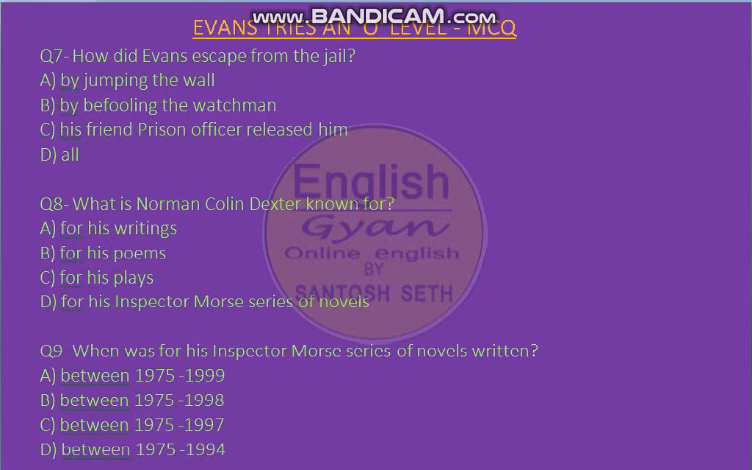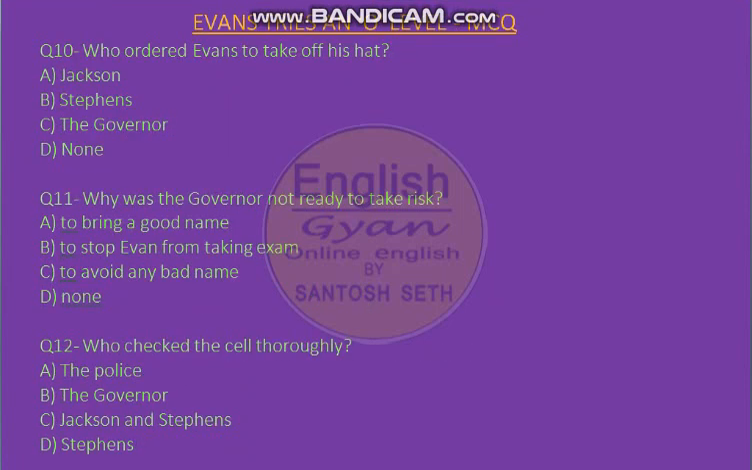Question number 9. When was his Inspector Morse series of novels written? A. Between 1975 to 1999, B. Between 1975 to 1998, C. Between 1975 to 1997, and last option is D. Between 1975 to 1994. Question number 10. Who ordered Evans to take off his hat? A. Jackson, B. Stephens, C. The governor, D. None.